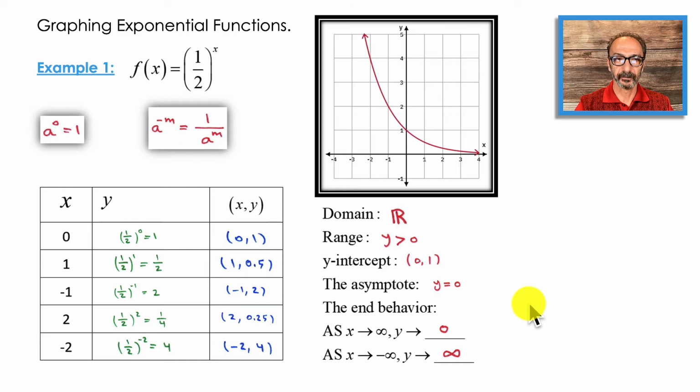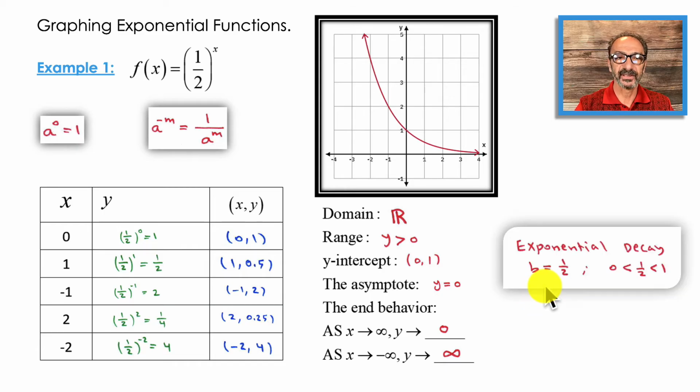So what do we have here? We have an exponential decay, because b is 1/2, which is a fraction between 0 and 1.